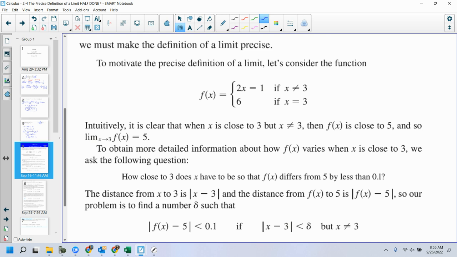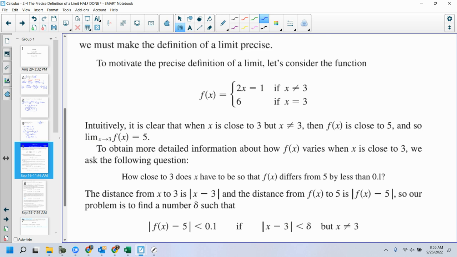Intuitively, it is clear that when x is close to 3 but not equal to 3, f of x is close to 5. Like if I plug that in, 2 times 3 is 6 minus 1 is 5. I know that the limit as x approaches 3 of this function is 5, because we can just plug it into the top one, right? Pretty simple to see. That's our intuitive definition, because we don't care what's happening at 3, but only what's happening around 3.